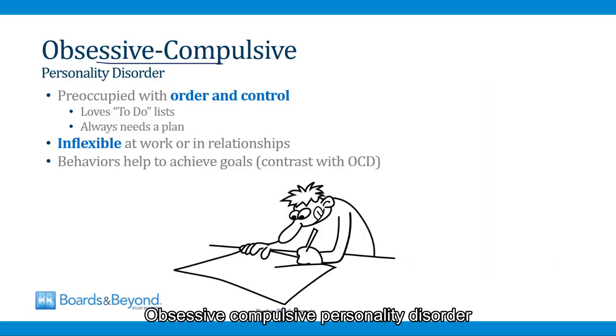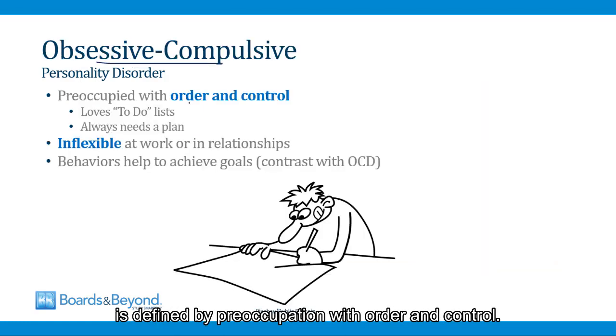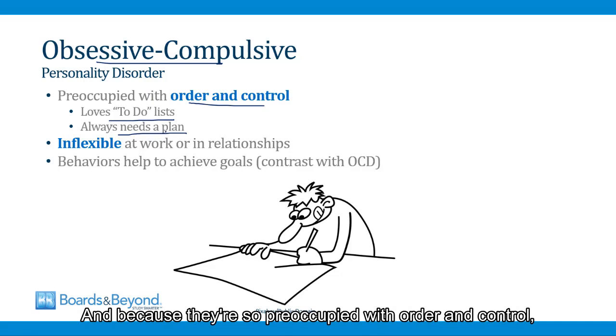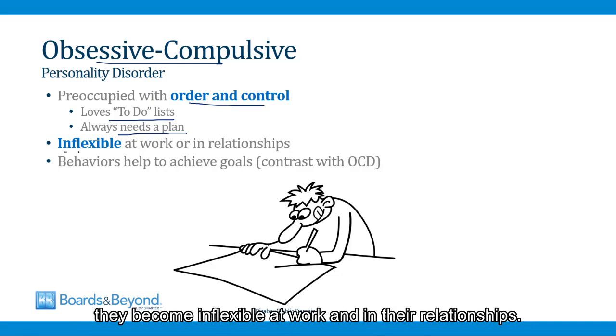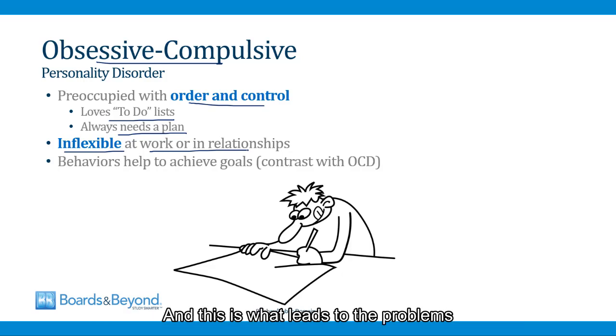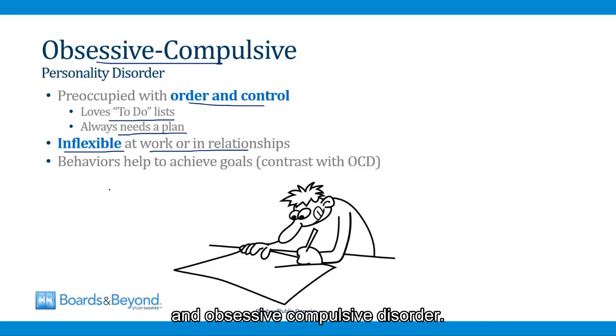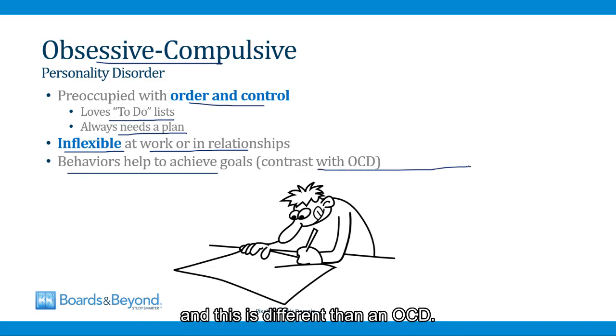Obsessive-compulsive personality disorder is defined by preoccupation with order and control. These patients love to-do lists and they always need a plan. And because they're so preoccupied with order and control, they become inflexible at work and in their relationships, and this is what leads to the problems of this personality disorder. And it's very important to understand the distinction between obsessive-compulsive personality disorder and obsessive-compulsive disorder. In obsessive-compulsive personality disorder, the behaviors help to achieve goals, and this is different than in OCD.